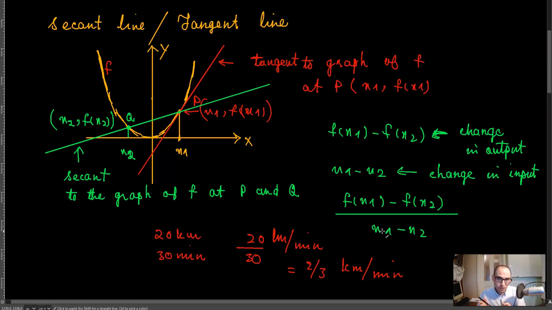There are many functions for which you can actually use this method. Get very close, pick two points, enter those two points into this formula, calculate some average velocity, and call it the instantaneous velocity. You can do that.